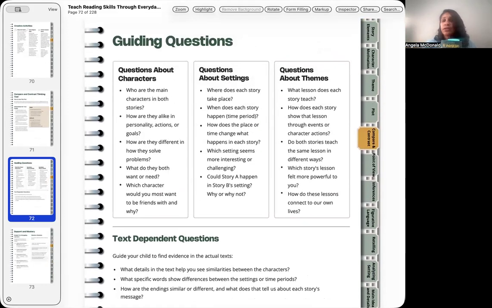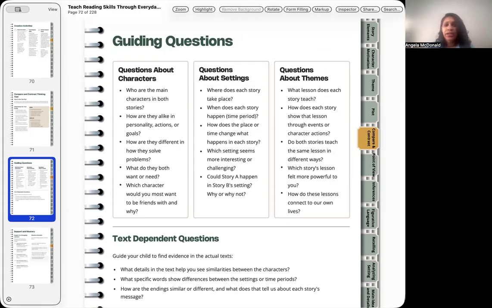Who are the main characters in both stories? How are they alike? Their personalities, their actions, their goals. How are they different? How are the problems different? How do they solve problems differently? The goal is to get her to think.